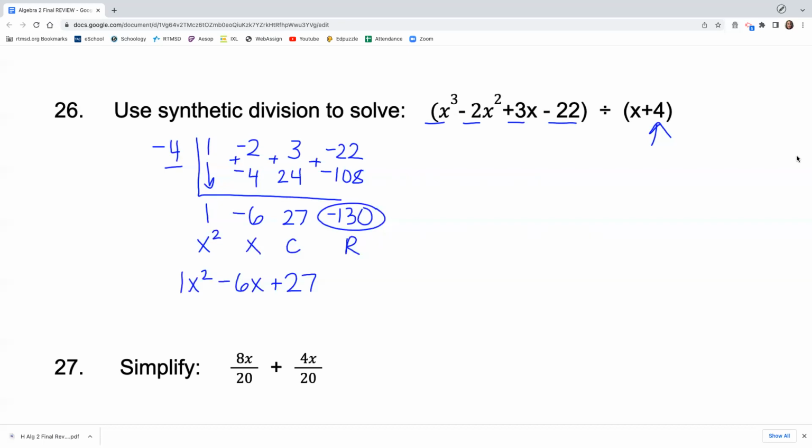Because this is not 0, we have to interpret what the remainder is. Because it's a negative number, you would put a minus sign. The 130 is the numerator of whatever the original entire divisor is, which is x plus 4.